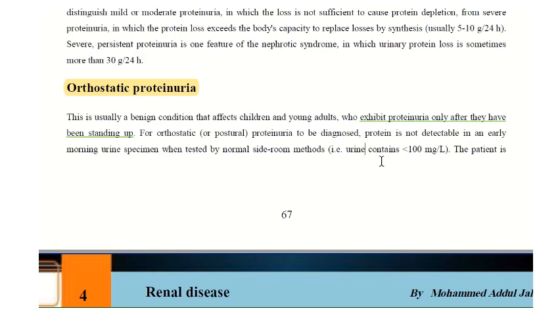اليورين contains أقل من 100 ملغ per liter. إذن حتى هذه الأورثوستاتيك أو البوستشوال proteinuria تشخص the protein is not detectable in the early morning urine specimen when tested by normal side room methods. اليورين contains أقل من 100 ملغ per liter.